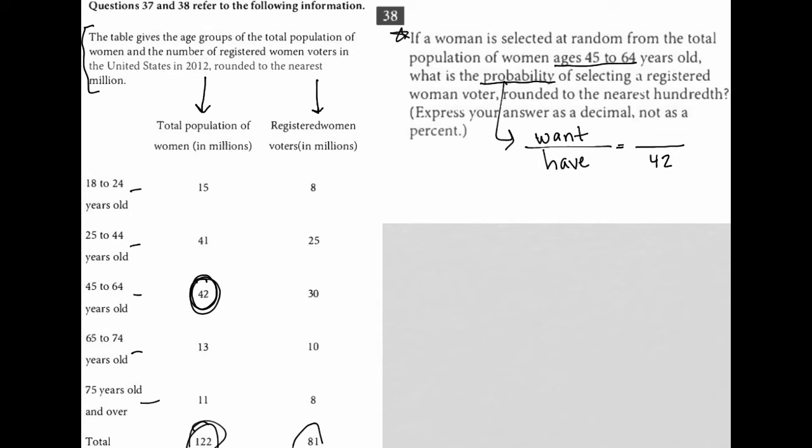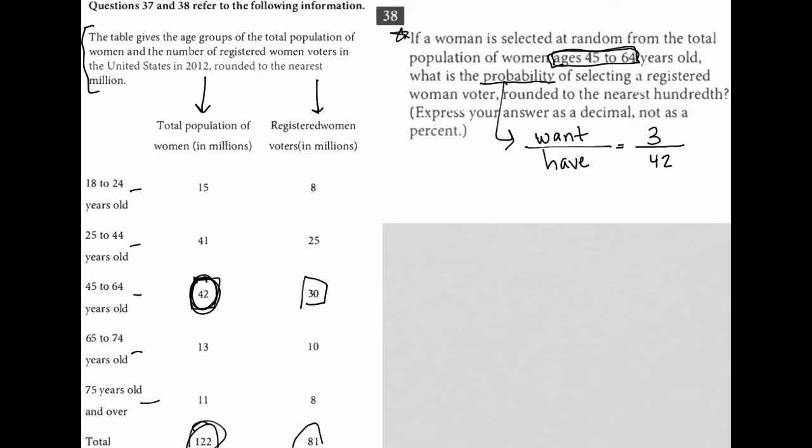But what do I want? What is the probability of selecting a registered woman voter rounded to the nearest hundredth? Okay, express your answer as a decimal, not as a percent. Interesting. So that's a very clear instruction there. So what do I want? I want registered women voters, I assume, of the same age range, right? So let me just make sure, if a woman is selected at random from the total population of, right, so I'm restricting the women that I'm looking at to being between the ages of 45 to 64. And I'm saying if I were to select one of those women, right, one of those 42 million women, what I'm looking for is a registered voter, and that's 30 million. So that's what I want.